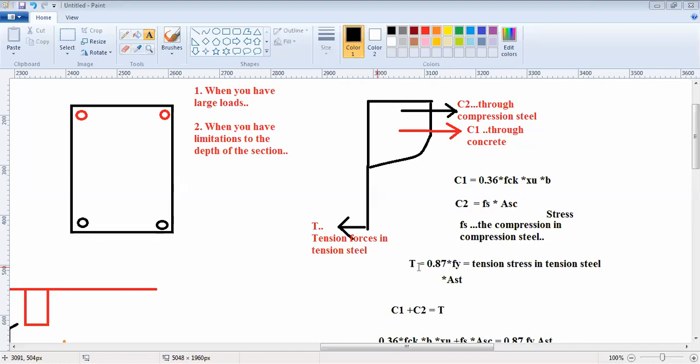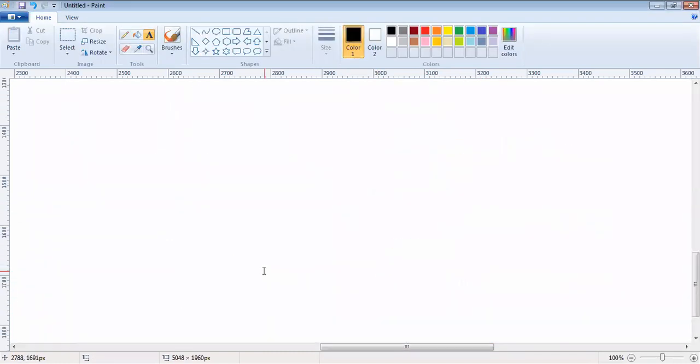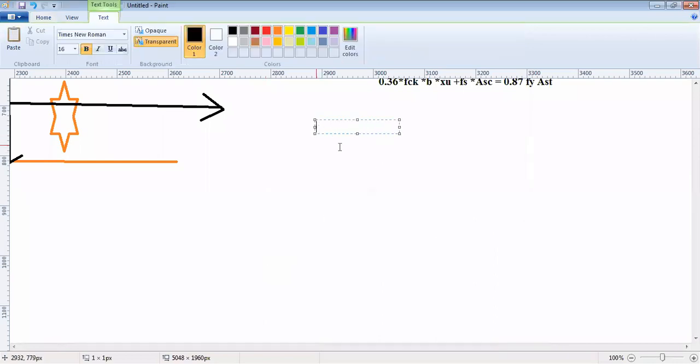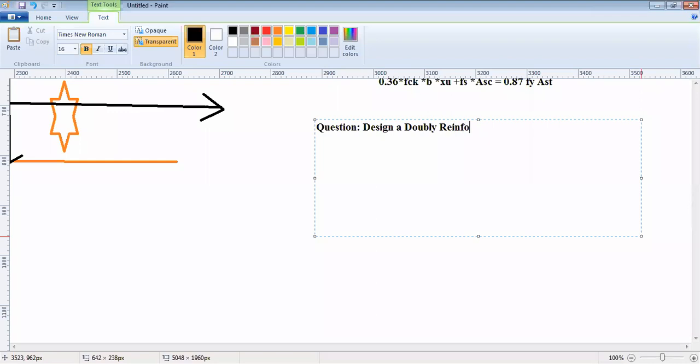So what we'll be doing is we'll be taking up a question. Now the question is: design a doubly reinforced beam section of dimensions 250 mm cross 475 mm.